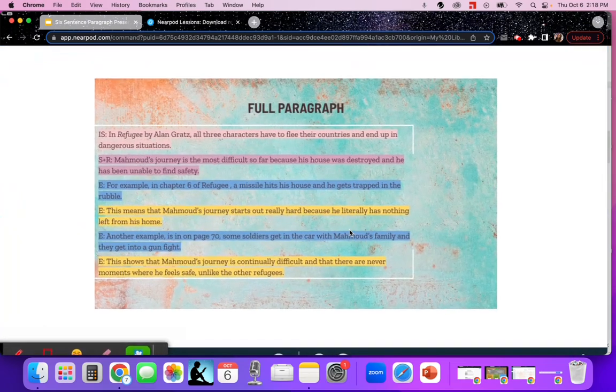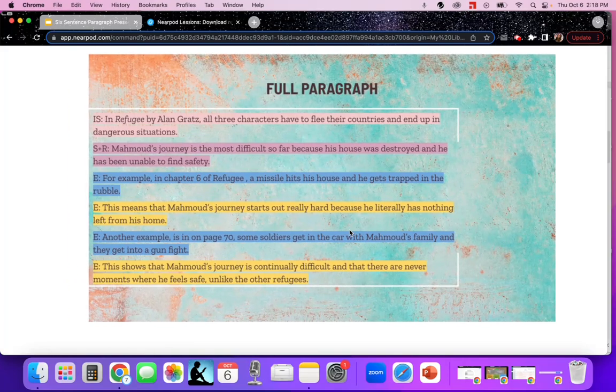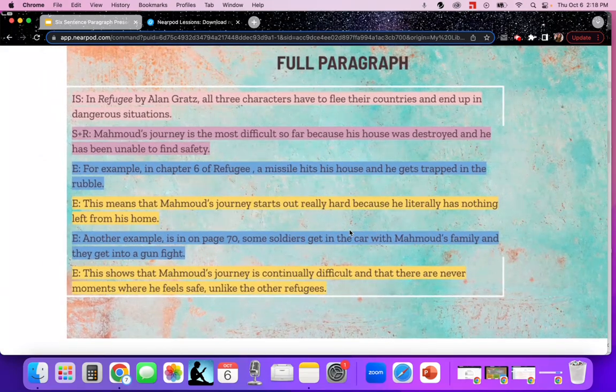Okay, I just wanted to show you my paragraph all together, and hopefully yours looks similar to this. So in Refugee by Alan Gratz, all 3 characters have to flee their countries and end up in different dangerous situations. Mahmoud's journey is the most difficult so far because his house was destroyed and he has been unable to find safety. For example, in chapter 6 of Refugee, a missile hits his house and he gets trapped in the rubble. This means that Mahmoud's journey starts out really hard because he literally has nothing left from his home.